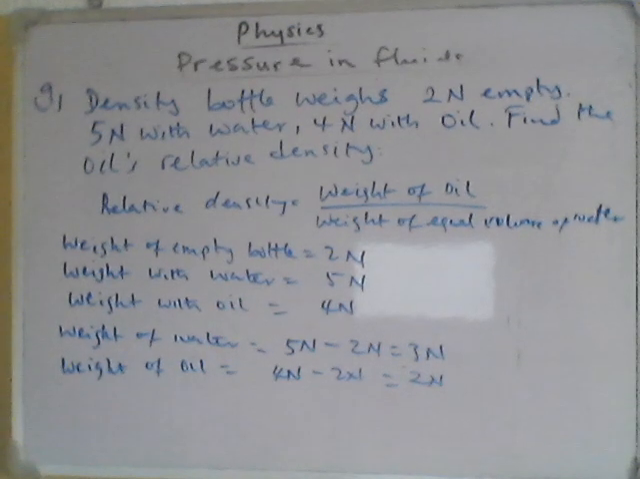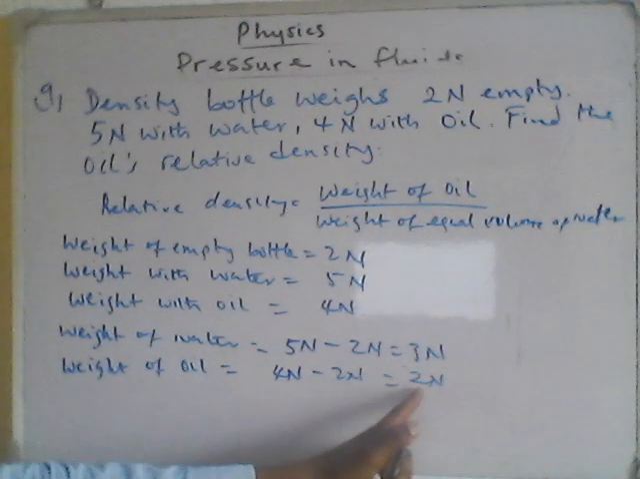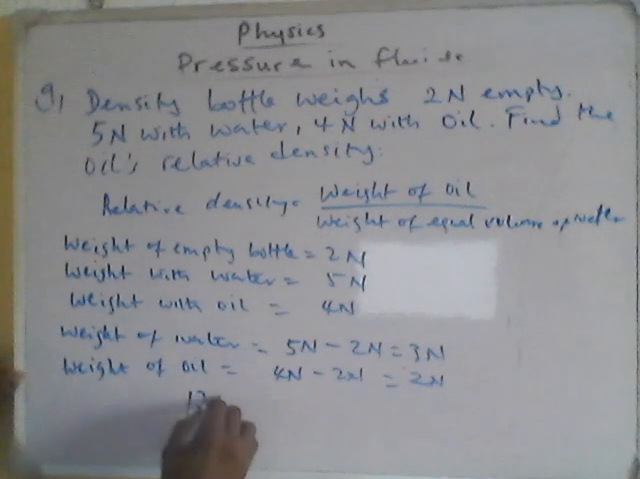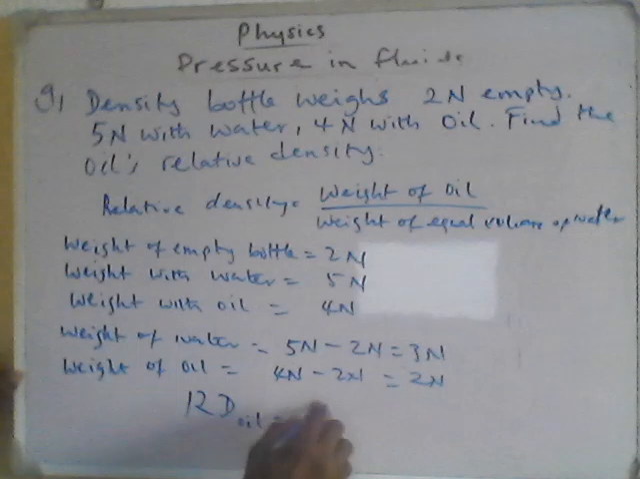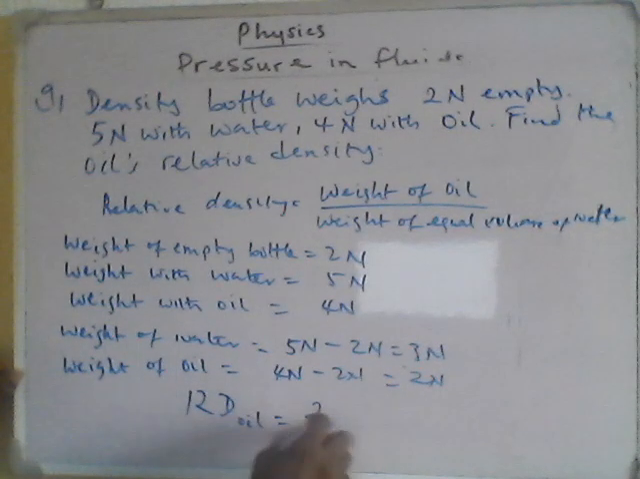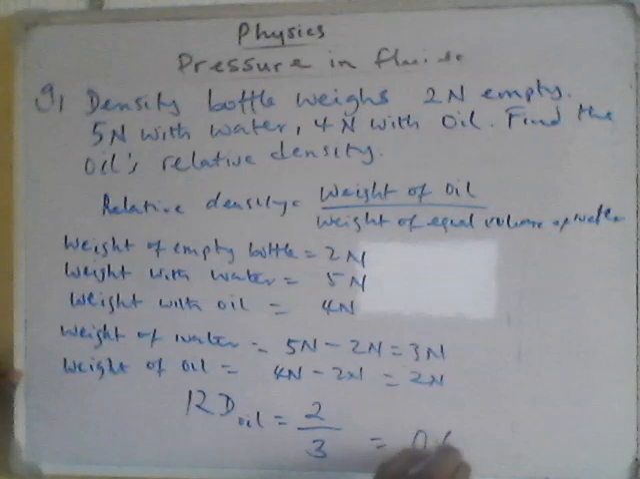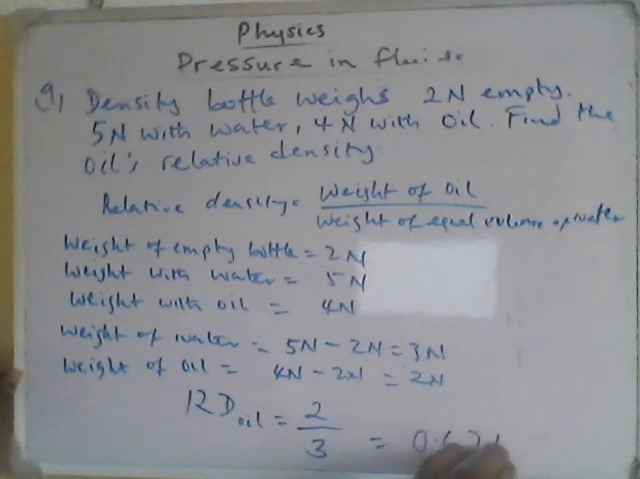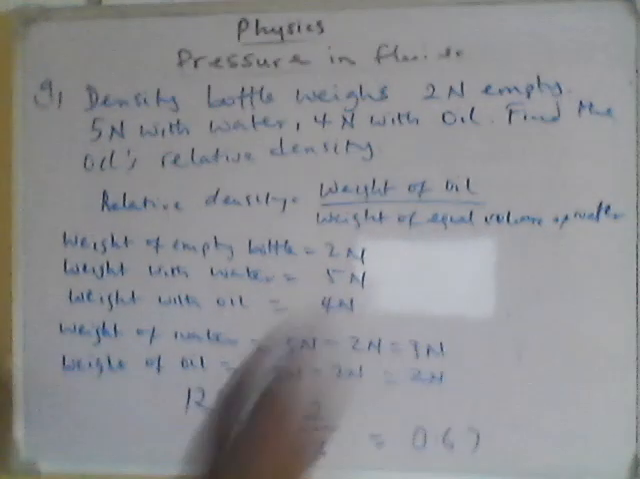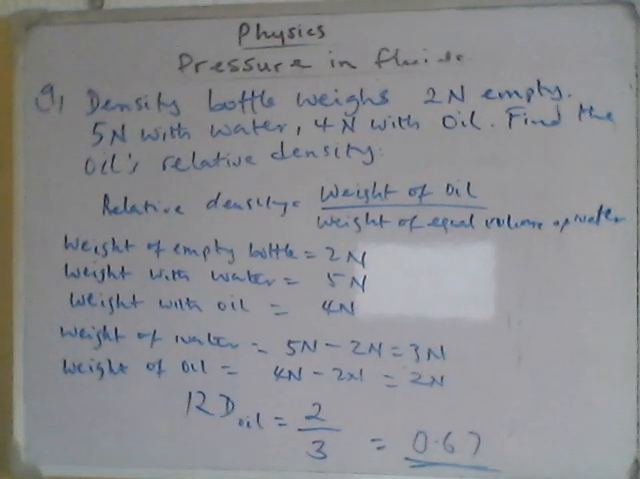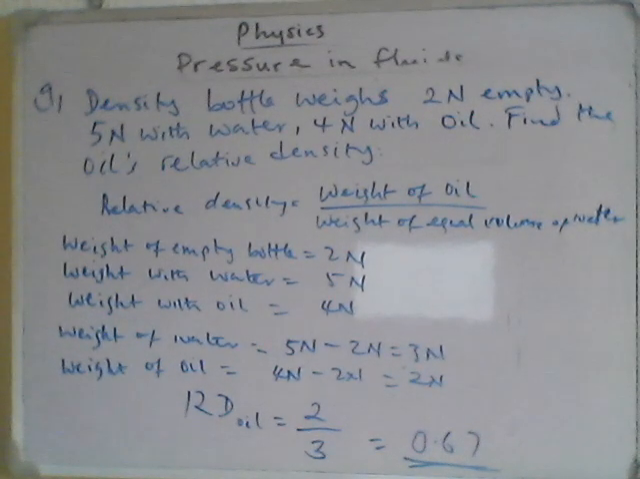Okay, so now relative density is this oil over water, that's 2 over 3. So relative density of oil, RD of oil, is equal to weight of oil, which is 2 Newton, over weight of water, which is 3 Newton. It will give me 0.666667. It's not just the value, just a ratio, 0.67. So that is the relative density of the oil.